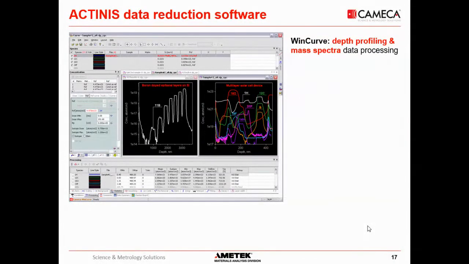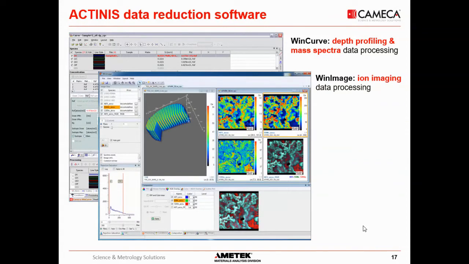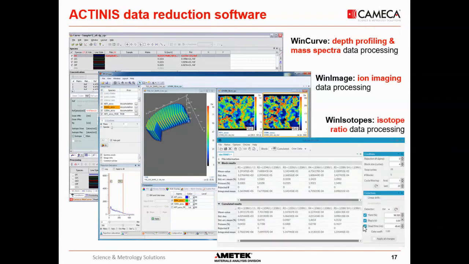So the software is based on the CAMECA 7F. There have been some improvements, but it is based on the 3 main data reduction programs: WinCurve for depth profiling and mass spectra data processing, WinImage, which is dedicated to ion imaging data processing, and we have improved the WinIsotope software for isotope ratio data processing. It allows online data reduction during acquisition.